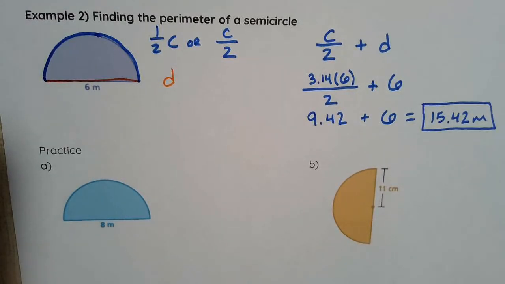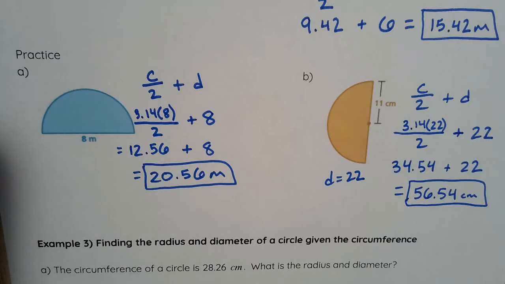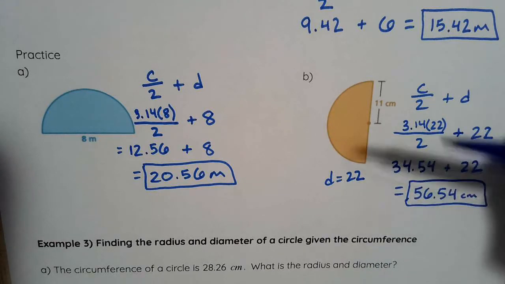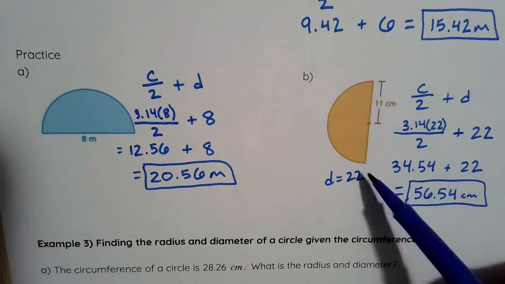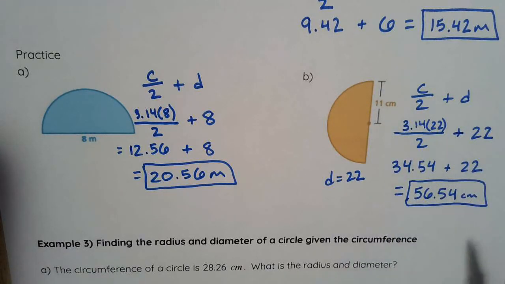All right, so I have 2 practice problems here. Why don't you go ahead and pause the video and try those 2 and check back in a few seconds for the answers. Okay, so here we can see our results for practice A and practice B. The one thing I want to note in practice B was that problem where we had the radius of 11. We had to double that to find our diameter and use that in our formula, as well as use it at the end to add that distance.